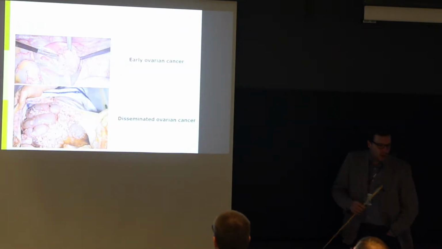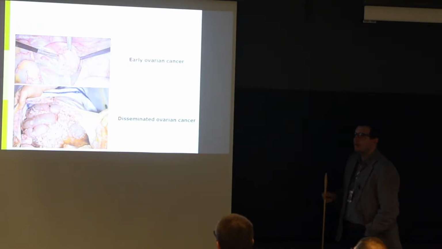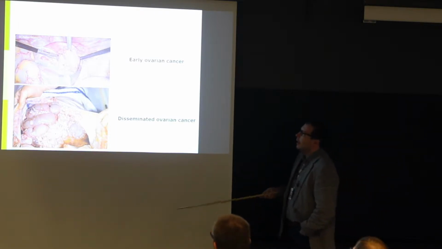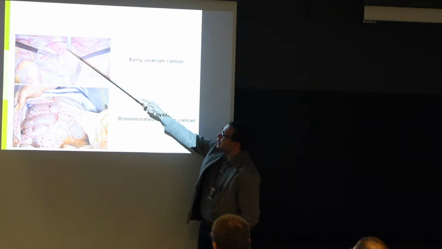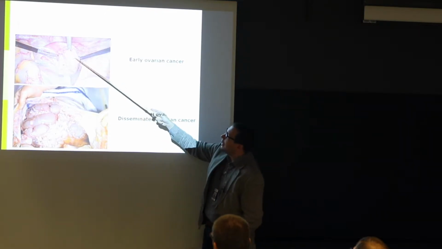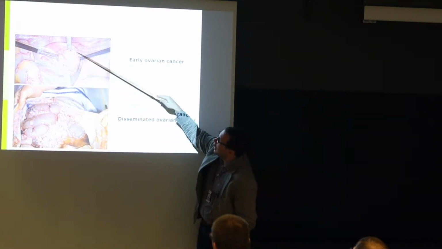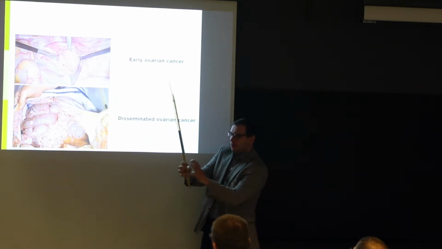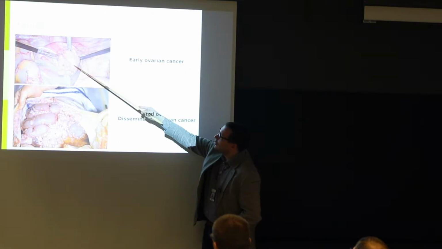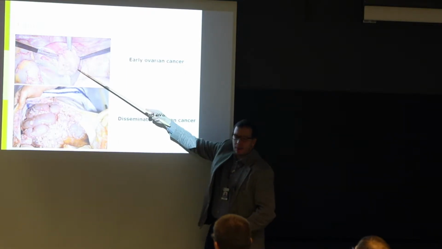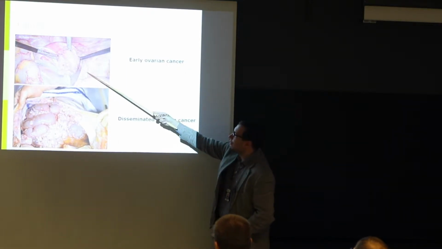So here are a few examples of ovarian cancer. This is early ovarian cancer. You can see that the cancer is here. So it's easily removable because it looks like a coherent set of tumor. So surgery alone helps and basically cures many of these patients.